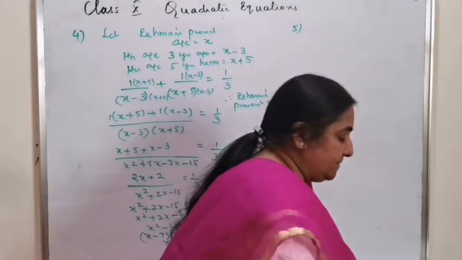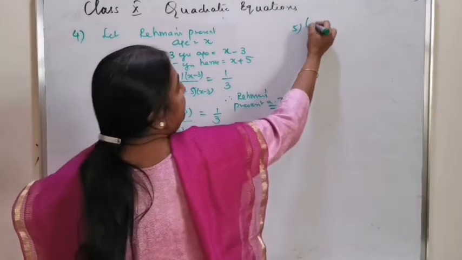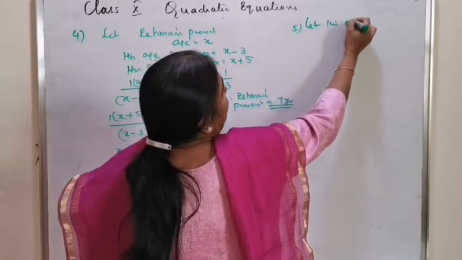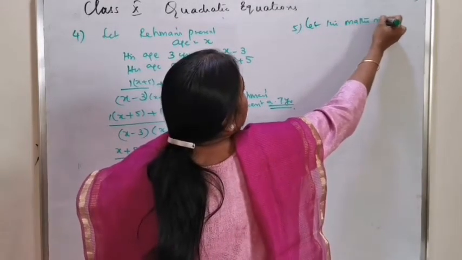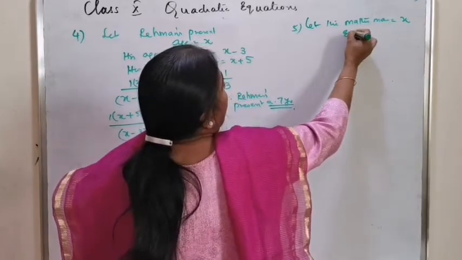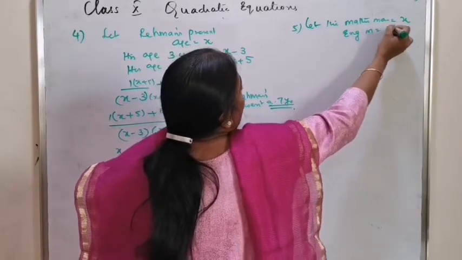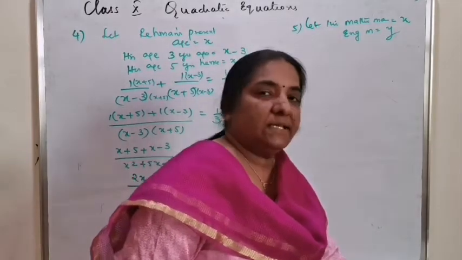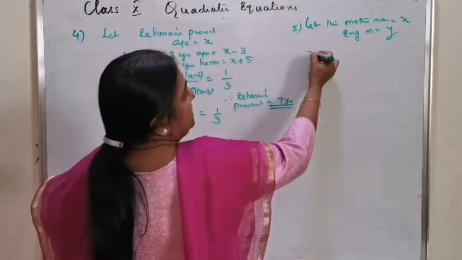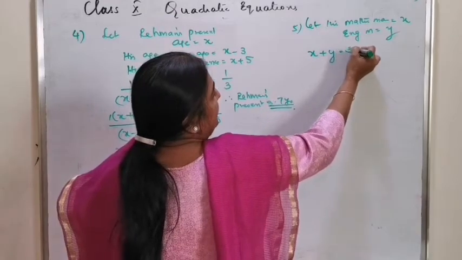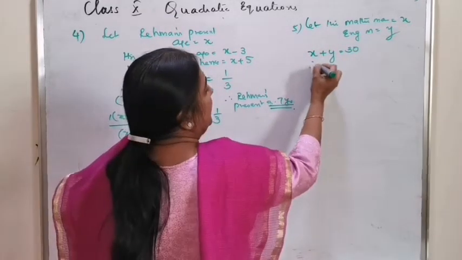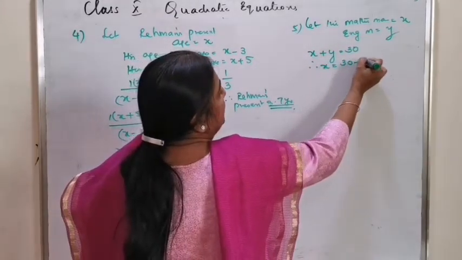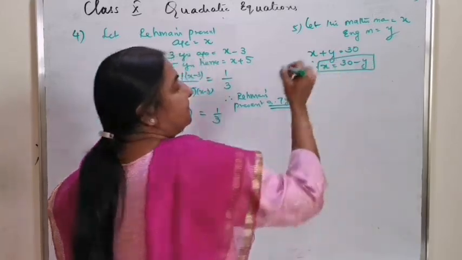Let the mathematics marks be x and the English marks be y. The first condition is that the total marks is 30. So the first equation is x plus y is equal to 30. From that, immediately you can write x is equal to 30 minus y.